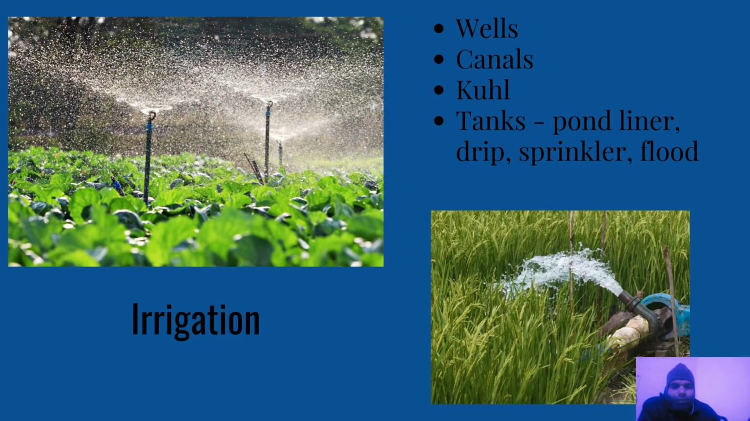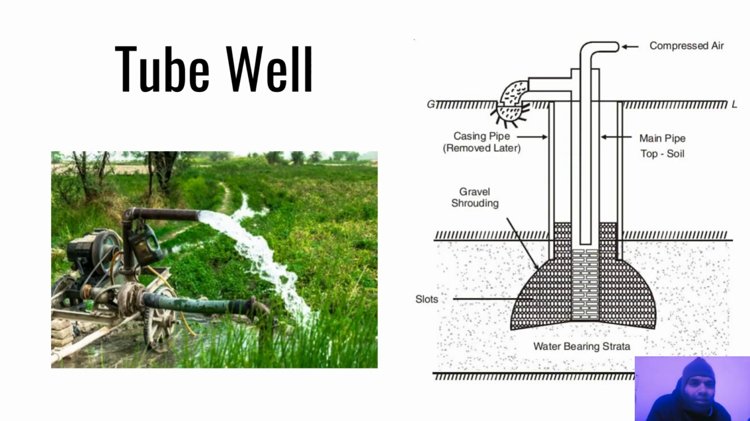Let's talk about water. In different parts of the country, the ways in which we provide water to our fields is different. We might use wells, canals. In the hills, we use something called a cool. We may use tanks, and then from there, we may deliver it using different systems, all of which we will look at over here. Let's begin with the idea of a tube well or a bore well.